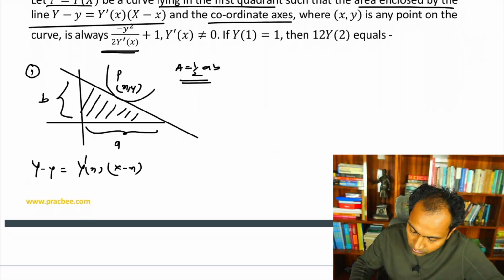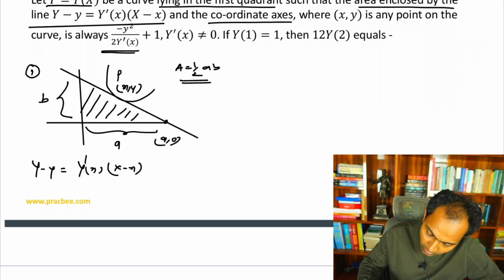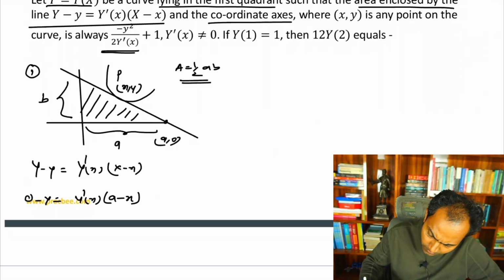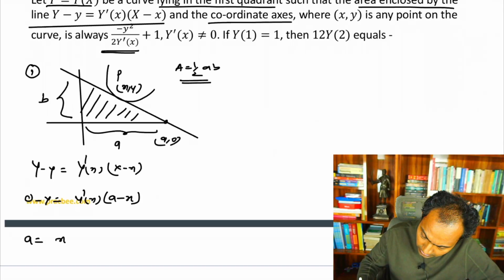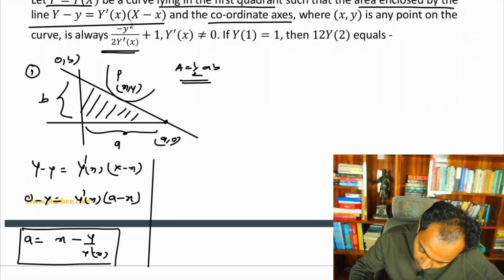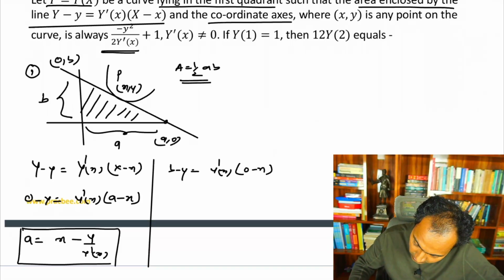So let us first figure out the value of A. And this point would be nothing but A comma 0. If I put A comma 0, this will become 0 minus y, is equal to y dash of x times (A minus x). So from here the value of A is nothing but x minus y by y dash. And similarly, if I want to find the value of B, I will substitute 0 comma B. And if I do so, this becomes B minus y is equal to y dash of x times (0 minus x), or B is nothing but y minus x y dash of x.